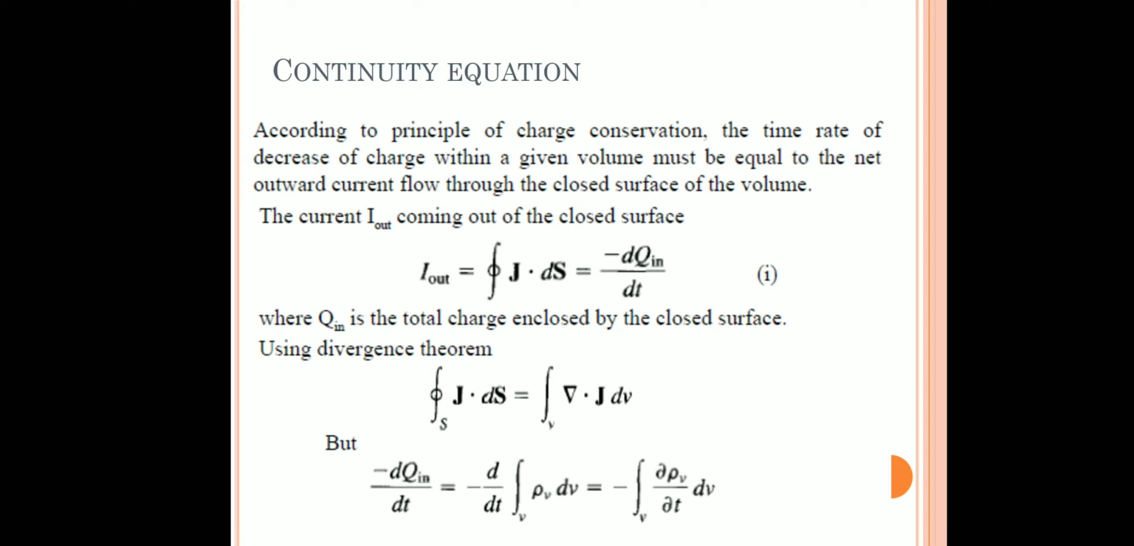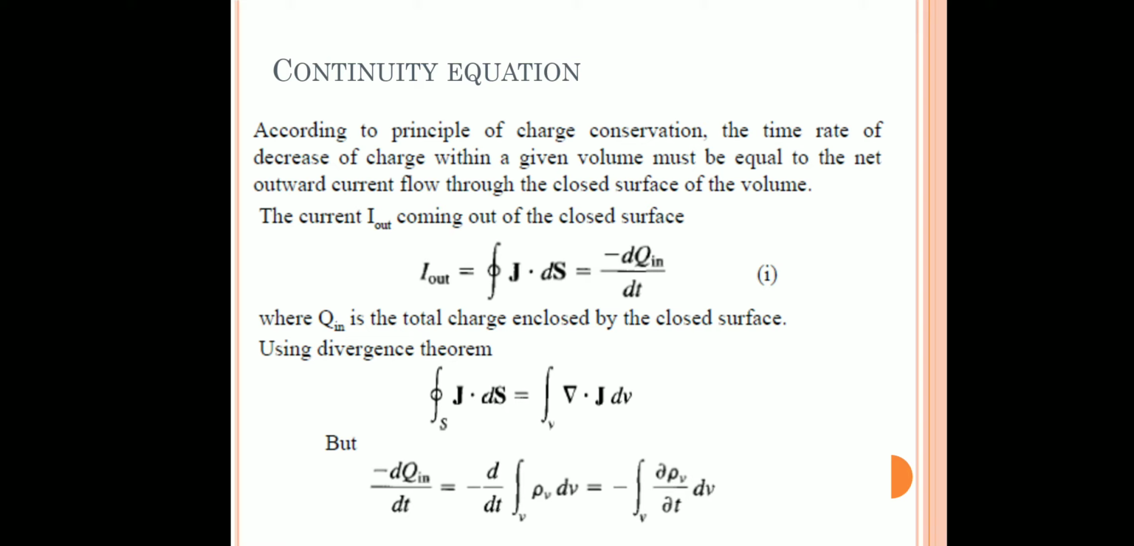Then what is the law of conservation of charge? The law of conservation of charge states that the total charge that flows out through the surface in unit time is equal to the time rate of decrease of charge contained in the volume, or we can say that the time rate of decrease of charge within a given volume must be equal to the net outward current flow through the closed surface of the volume.